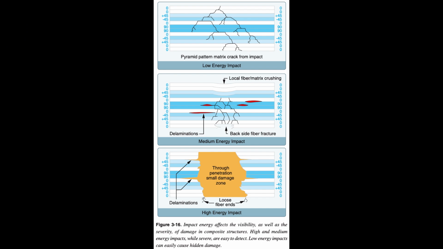A high energy impact, such as a bird strike or hail while in flight, results in a puncture and a severely damaged structure. In medium and high energy impacts, the damage is visible to the eye, but low energy impact is difficult to detect. Figure 3.16.